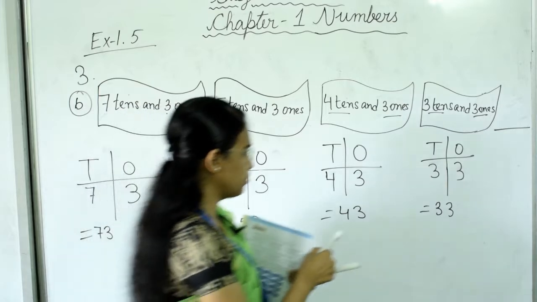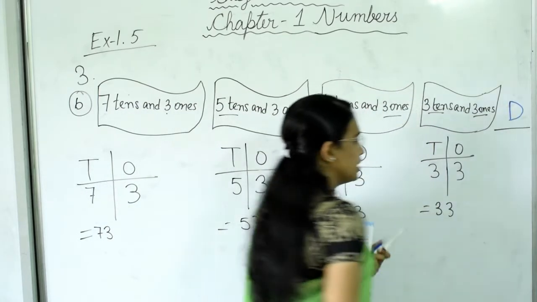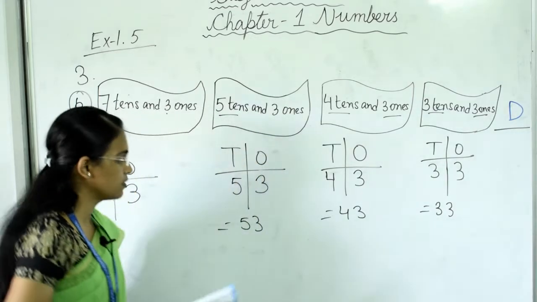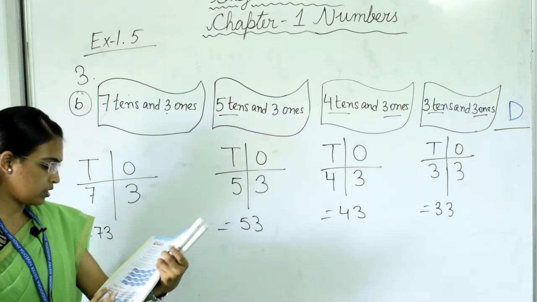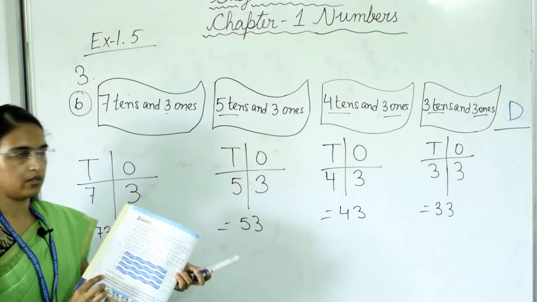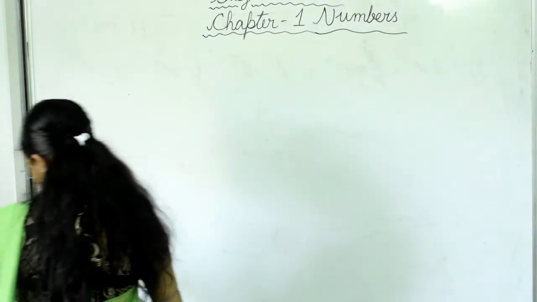So what will be the answer here? You have to write D. D means descending. Okay, have you understood this much? Okay, now we will do another one, that is ordinal numbers. Now do you know what is an ordinal number?